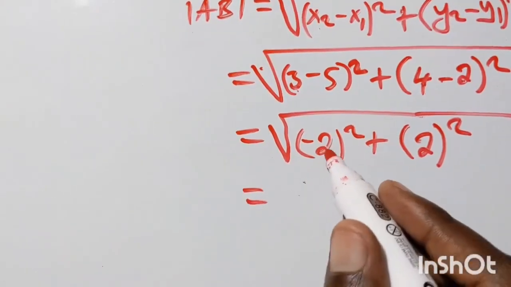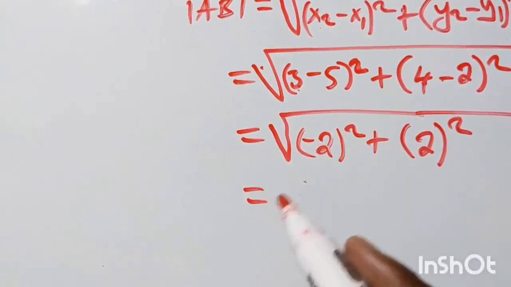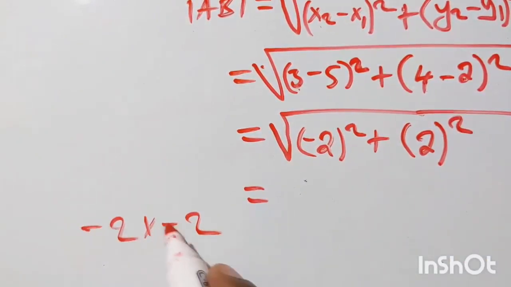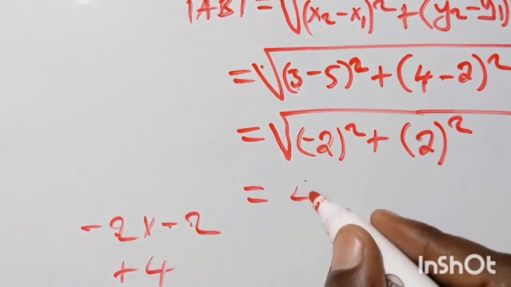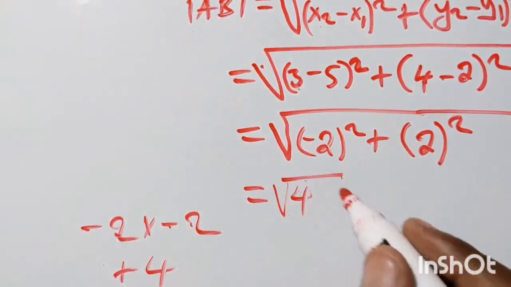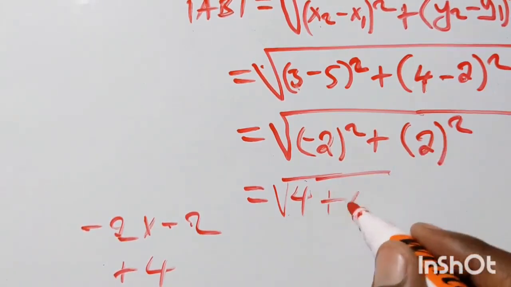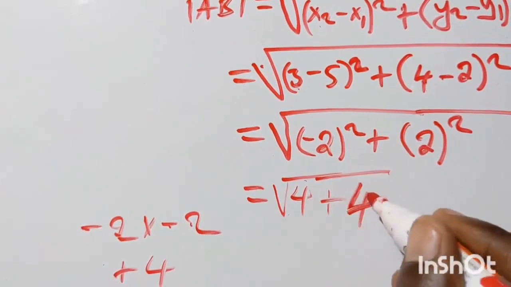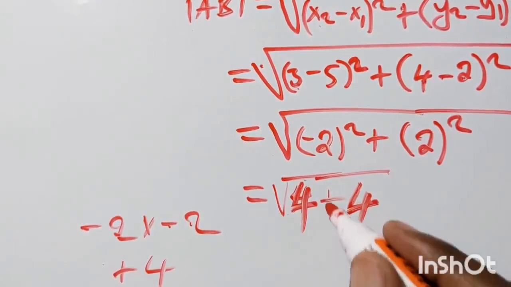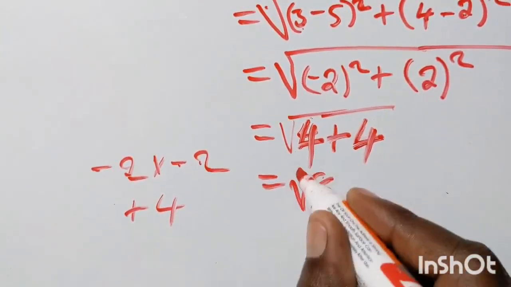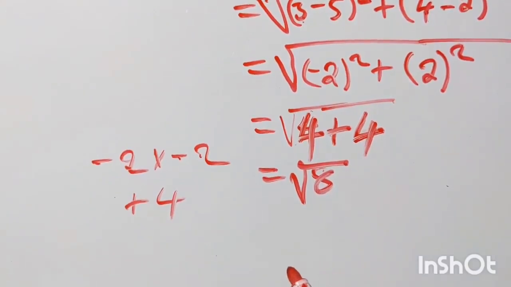So this is negative 2 times negative 2. Negative times negative is positive, and 2 times 2 is 4. Then 2 squared is 4. So 4 plus 4 is 8. Then you find the square root of that.